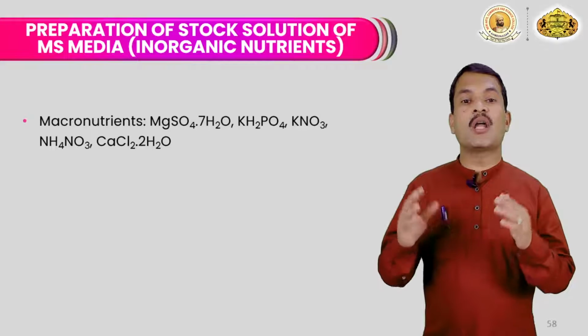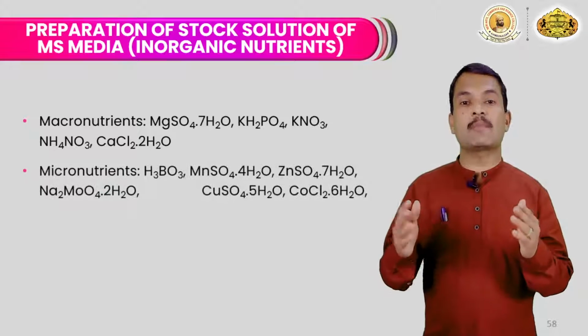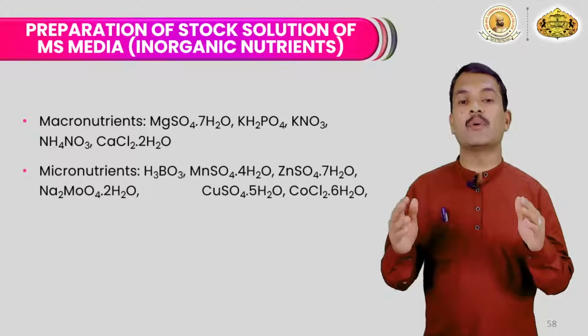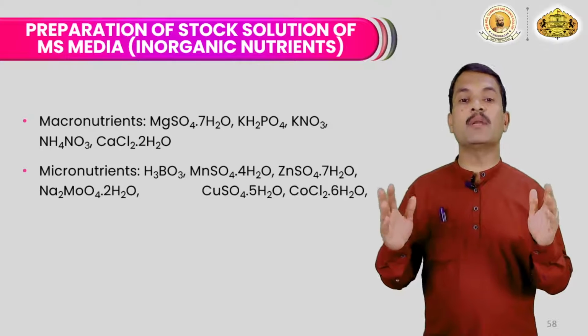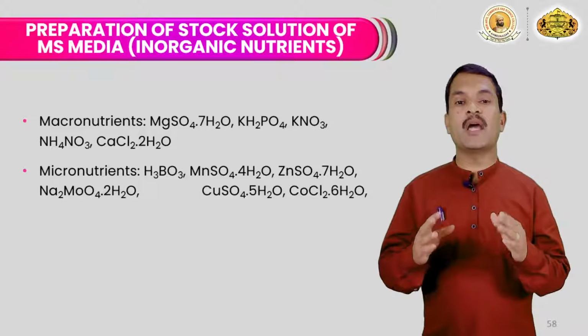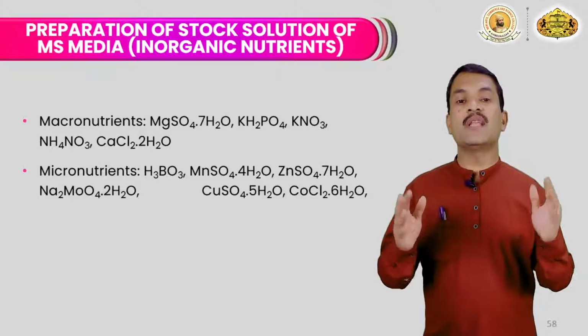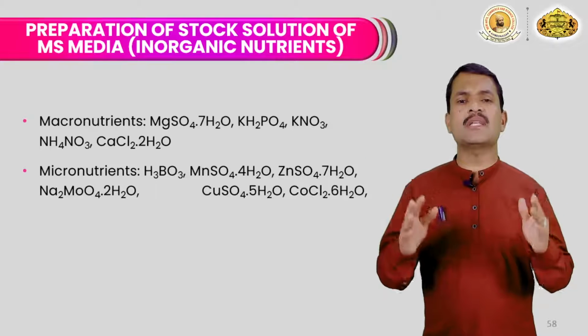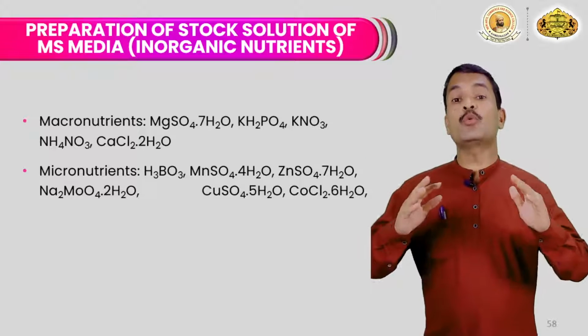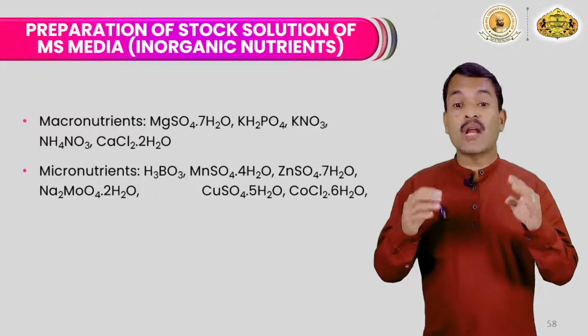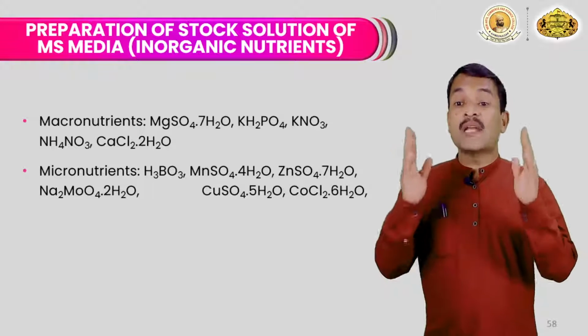So, myoinositol, glycine, these types of compounds, and the other components of vitamin B are added to the media, and then the gelling agent and the adjustment of the pH. All these things we need to do. So, how to do that? Actually, what we are going to use in our media, that you should know.